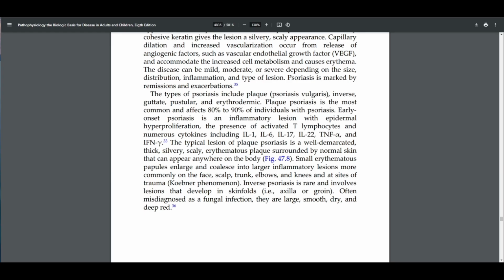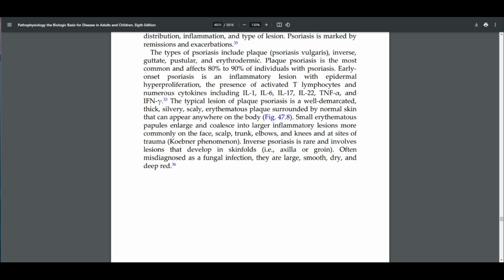The typical lesion of plaque psoriasis is a well-demarcated, thick, silvery, scaly, erythematous plaque surrounded by normal skin that can appear anywhere on the body. Small erythematous papules enlarge and coalesce into larger inflammatory lesions, more commonly on the face, scalp, trunk, elbows, and knees, and at sites of trauma. Inverse psoriasis is rare and involves lesions that develop in skin folds, often misdiagnosed as a fungal infection. They are large, smooth, dry, and deep red.